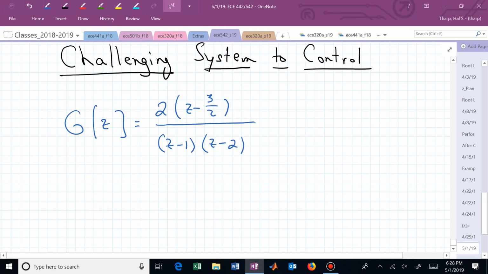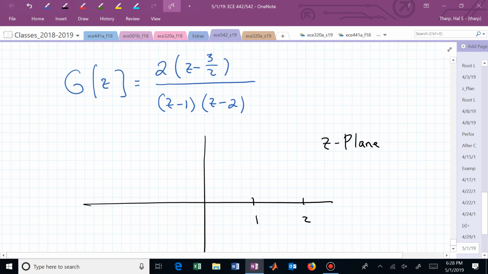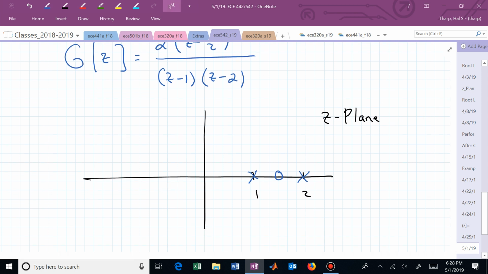The first thing you might be doing is thinking, okay, let me just look at what's happening to this system. I have a pole at 1 and a pole at 2 and a zero right between those. What happens if I now apply output feedback? And maybe that would be the question. I might say, what can you do, or what happens to this system when you apply output feedback?